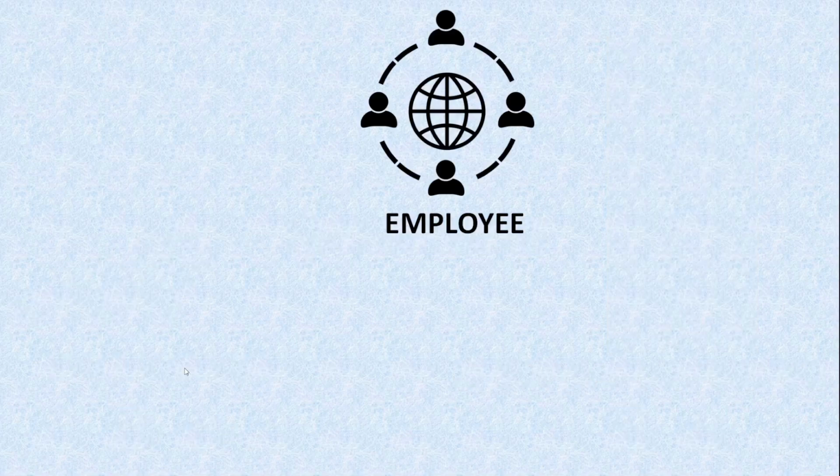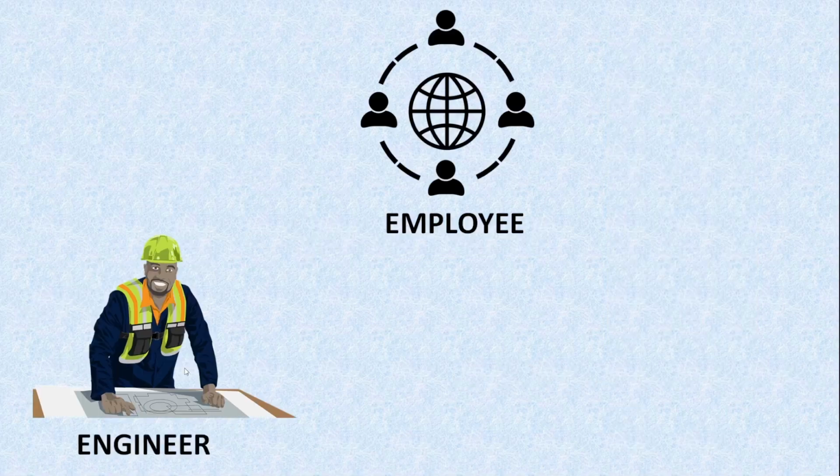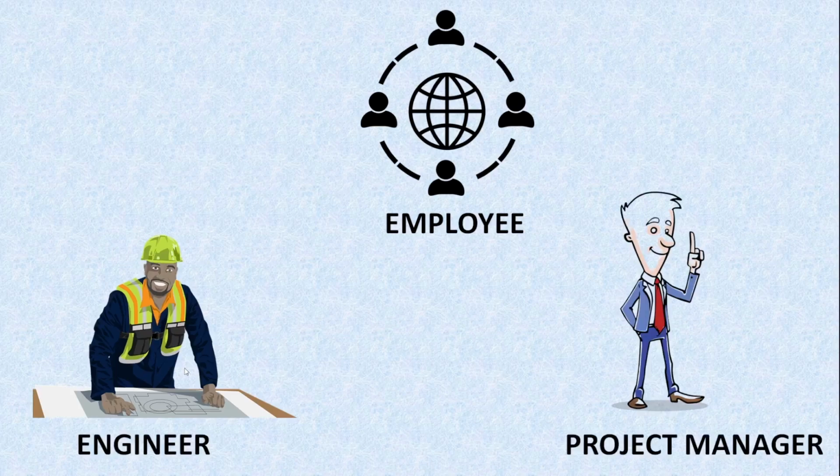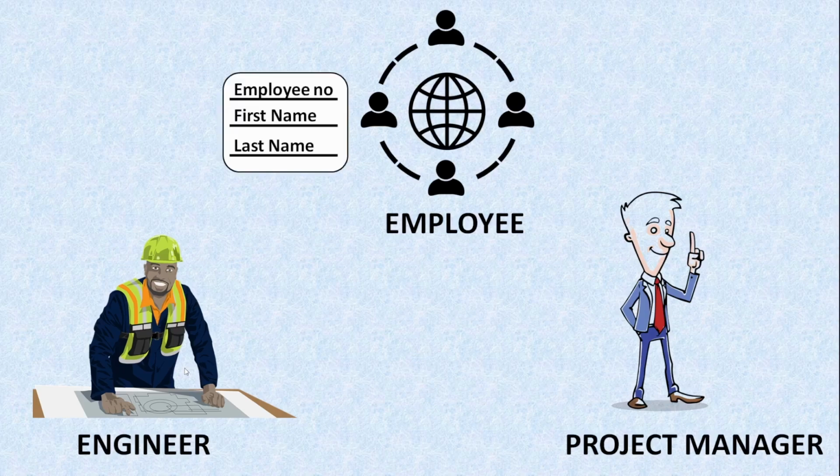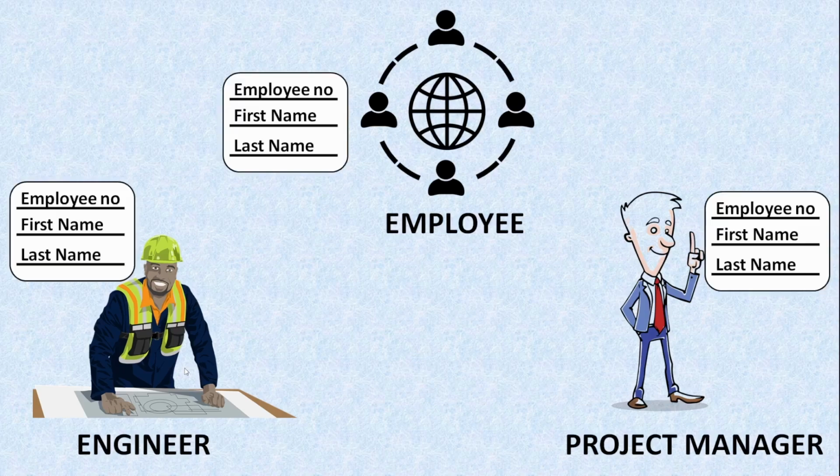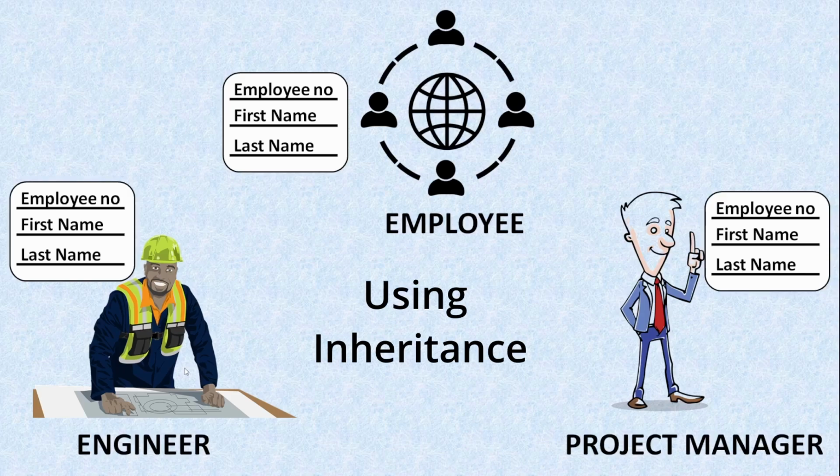Let's take an example. We have a parent class employee. Engineer is an employee, so this is a child class. Project manager is an employee, so this is also a child class. Employee can have properties like employee ID, name, and methods, and this can be passed to both child classes by the parent class. Let's look at how we would do this in a coding environment.